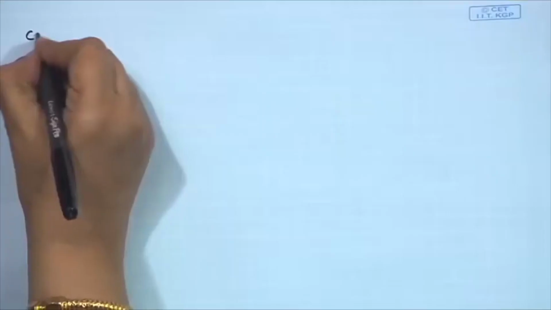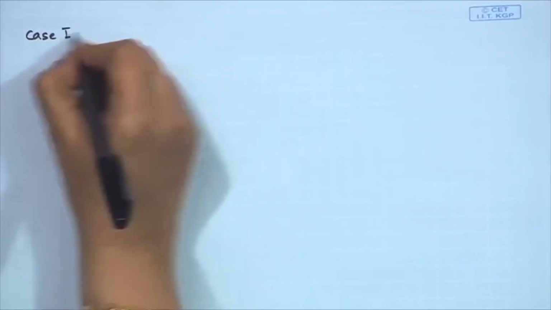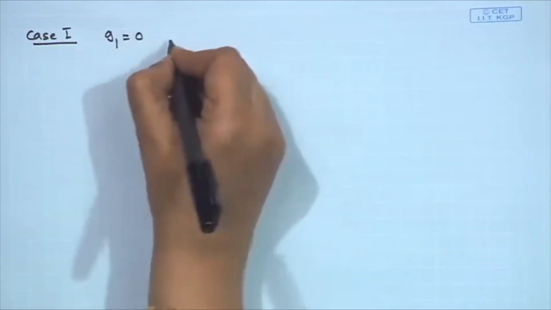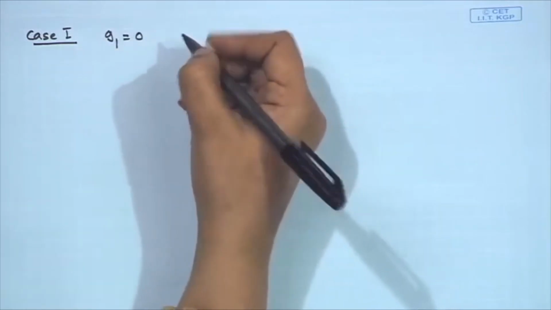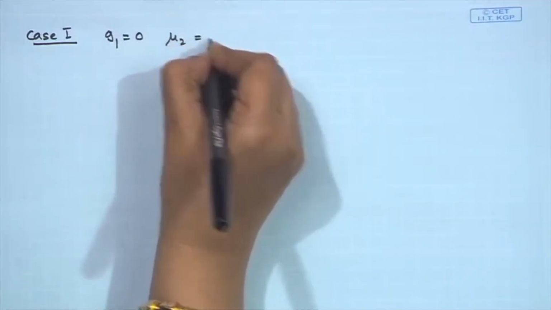Let us do certain calculations for this. Let us consider the first case, that is case 1, where we have considered that G1 is equal to 0, mu2 0, mu3 0.